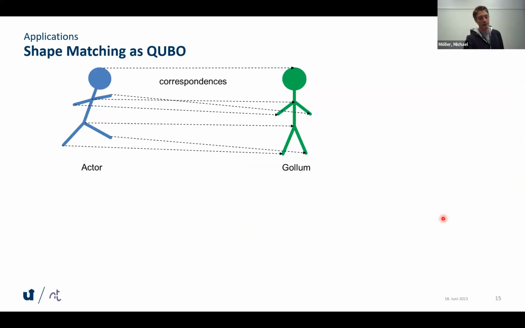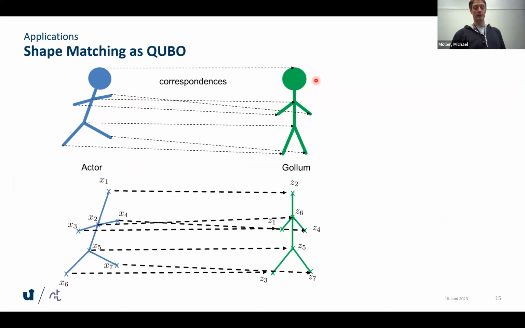If you think about doing this without special suits, then maybe the problem looks like this. We have some actor that is in some pose, and we have Gollum as a default model in our computer, and we want to identify that this arm point is this arm point and so on. So maybe doing it even more technically, it means you number the discrete representation of your geometry, and you have another discrete representation of your geometry, and you try to find correspondences, that x1 corresponds to z2 semantically.